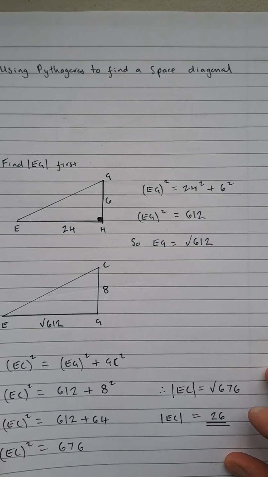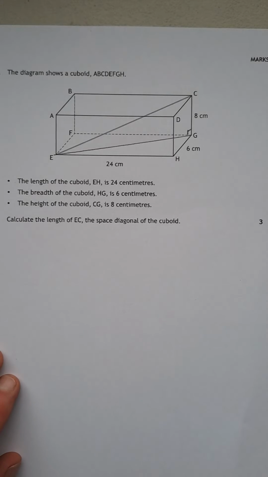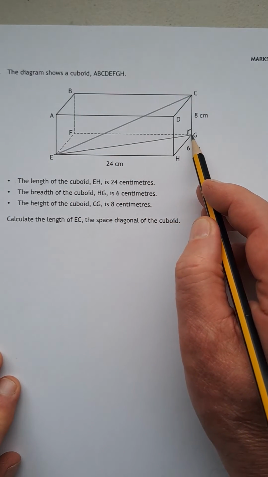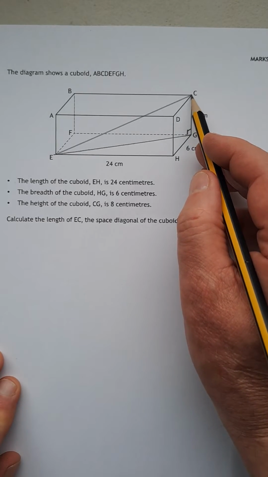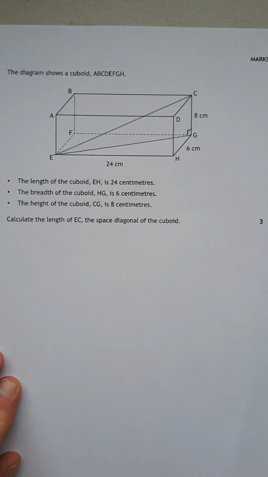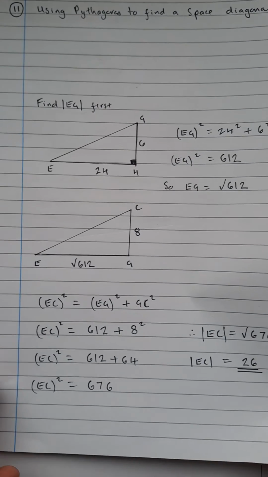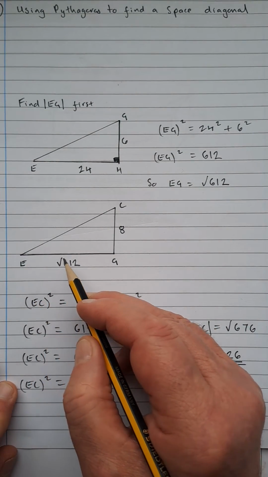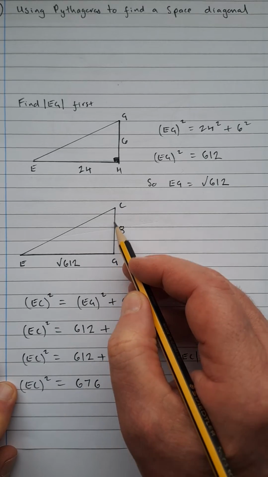So let's now turn our attention to the box again. So that one there, we now know is the square root of 612. That's 8, and that's the one we want. So back to the sums. So E to G, going along the bottom of the box there, is root 612, there's 8.